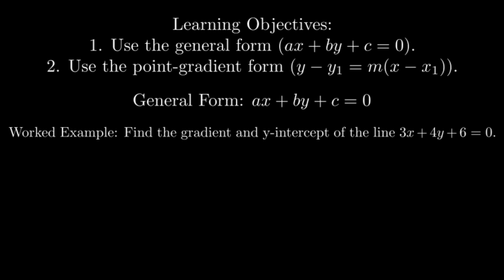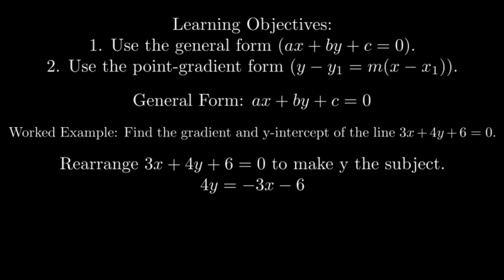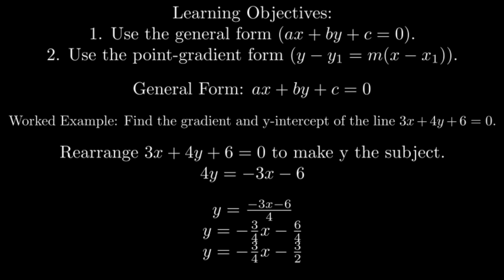Let's try an example. We'll find the gradient and y-intercept of the line 3x plus 4y plus 6 equals 0. Our goal is to isolate y on one side of the equation. First, we'll move the x term and the constant term to the right side. We subtract 3x and 6 from both sides, which gives us 4y equals -3x minus 6. Now to get y by itself, we divide the entire equation by 4. Dividing both sides by 4, we get y equals -3/4 x minus 6 over 4. We can simplify the fraction 6 over 4 to 3 over 2.